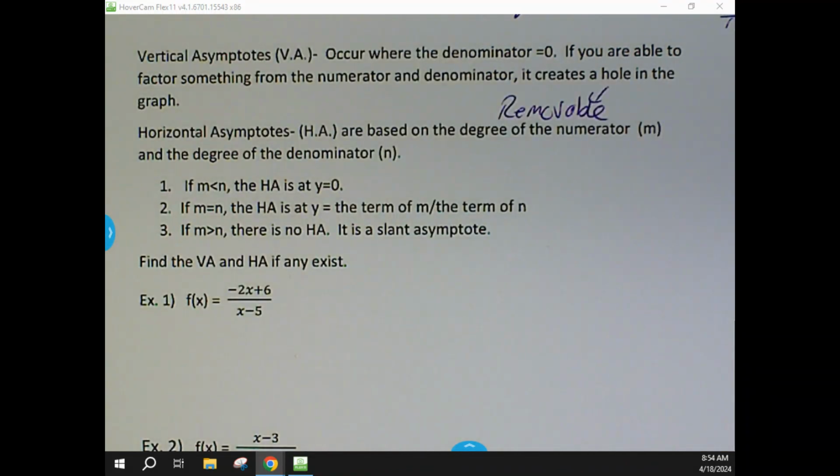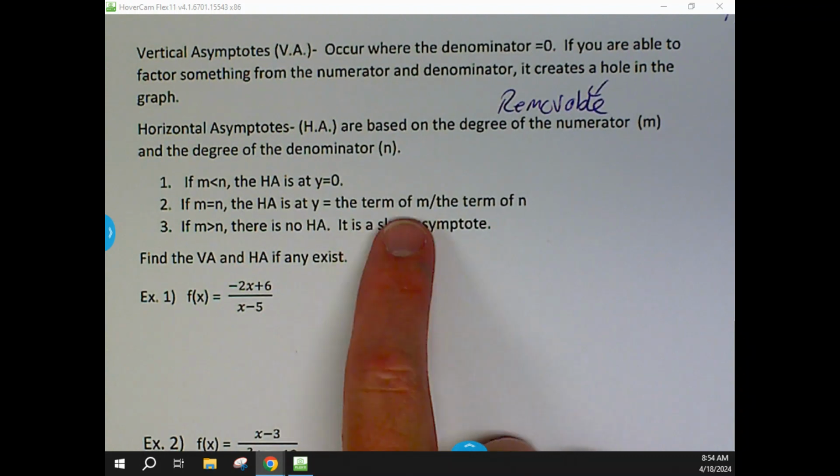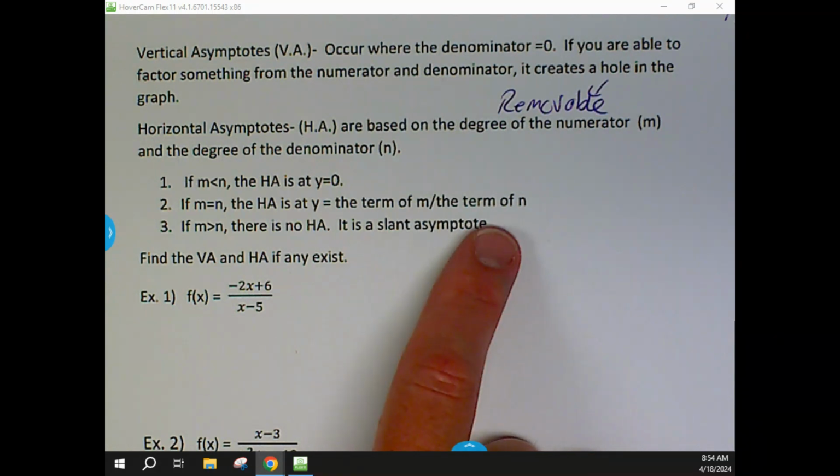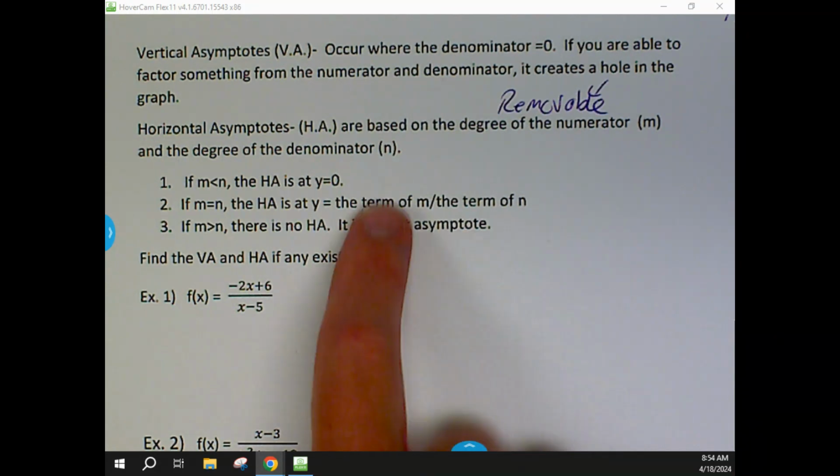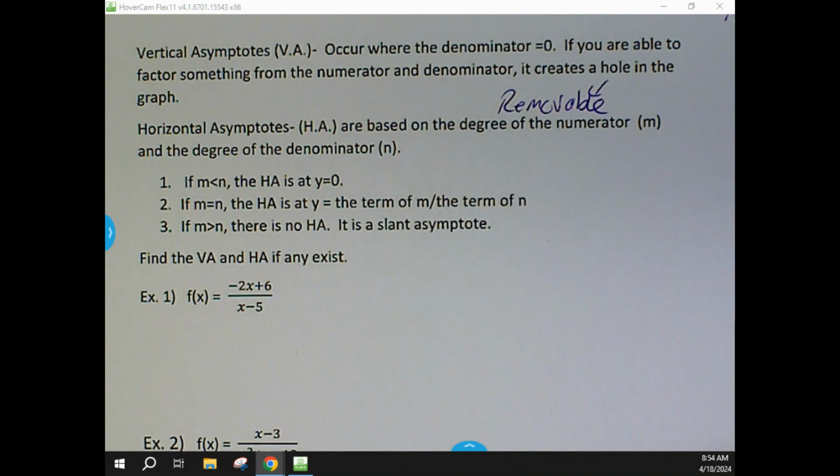If the two powers are equal, like x squared over x squared, then the powers cancel each other out, and all you're left with is your coefficients. So you take the coefficient of the numerator and the coefficient of the denominator, put those two together and simplify that number, and that's going to tell you what it is.